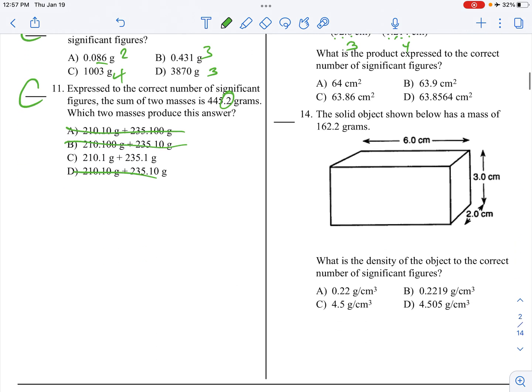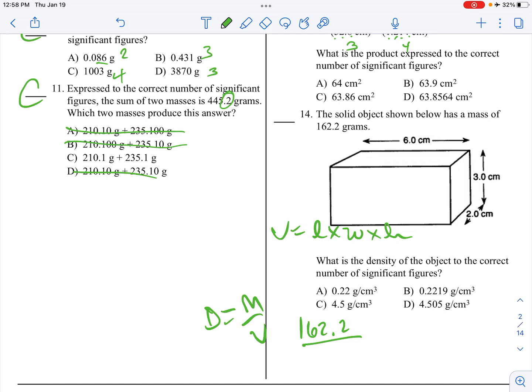What is the density? So density is mass over volume. It says the mass is 162.2 grams, but I don't know my volume. Well, I can determine it. Volume equals length times width times height. So 6 times 3 times 2.